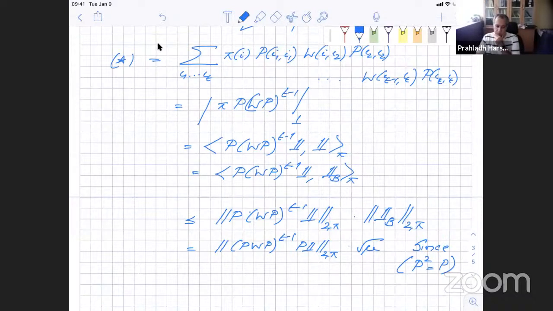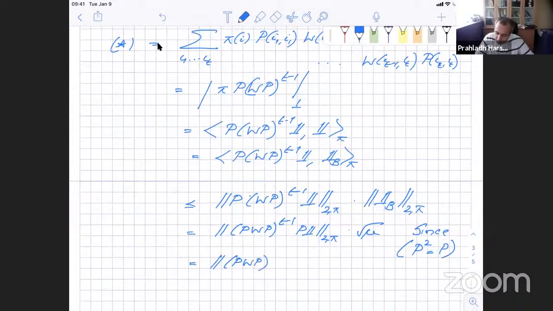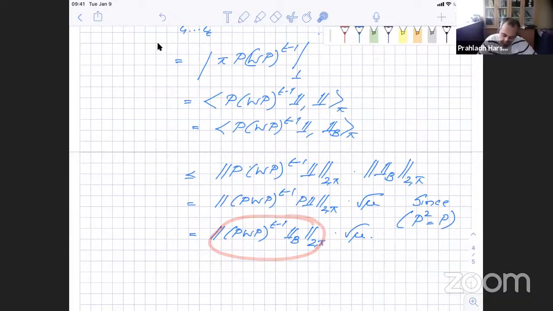Okay, so this is the quantity I want to bound. Once again, it is PWP to the T minus 1 times P1 in the 2 pi norm, times square root mu. Are people with me so far? Any questions? Now, what we want to do is analyze this expression.